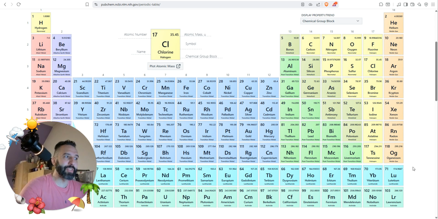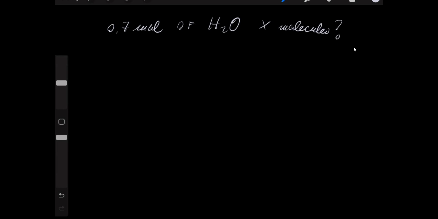So how much is 1 mole? You always come back to the mole. So 1 mole of H2O is 2 hydrogens, that's 2, and 1 oxygen, that's 16, so 18 grams. But I don't want grams now, right? I want Avogadro's number. 1 mole of anything always has 6.02 times 10 to the 23. So I can just write 1 mole has 6.02 times 10 to the 23.